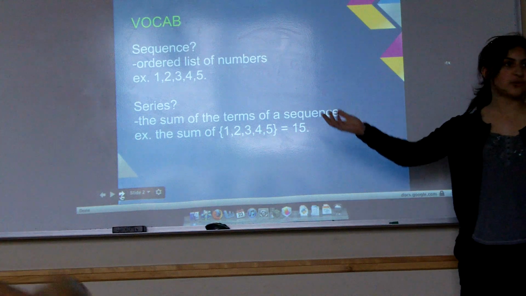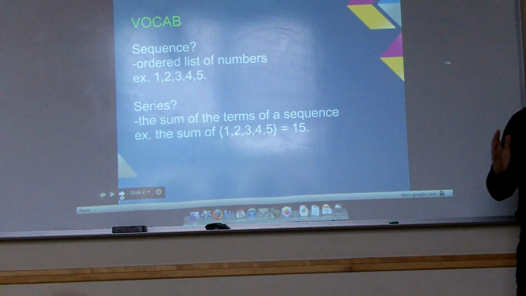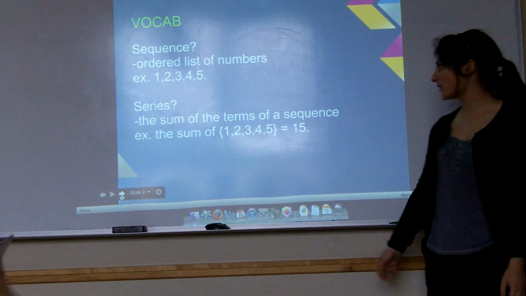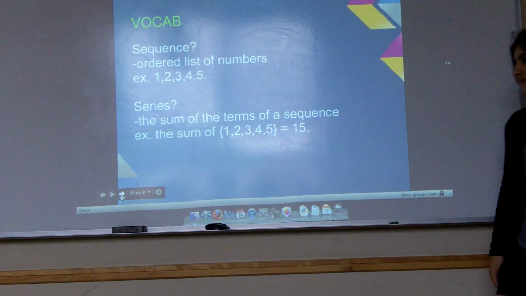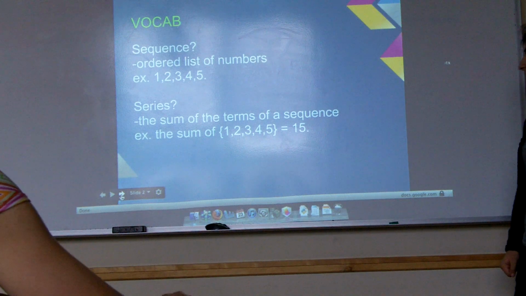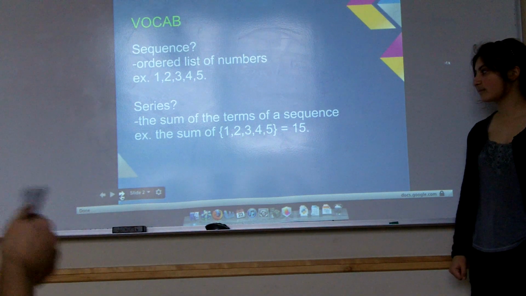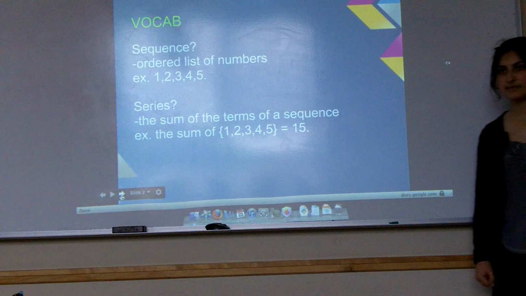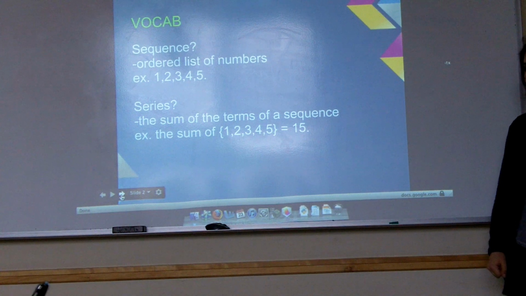For example, 1, 2, 3, 4, 5, and it can be infinite or it can have a start and finish. And then a series. A series is the sum of the terms of a sequence. So as you can see, the sum of 1, 2, 3, 4, 5 is 15. So that would be a series.